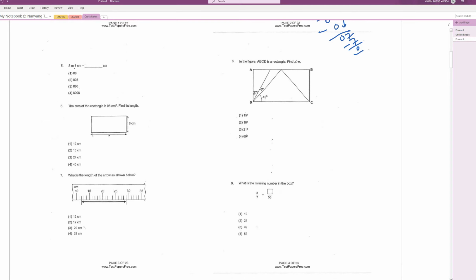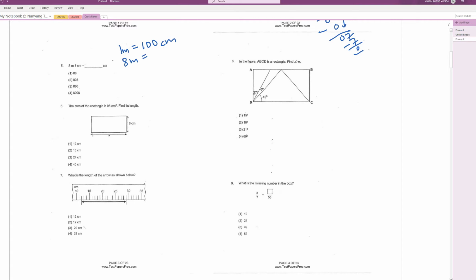Question 5. What is 8 meter and 8 centimeter equals to in centimeter? Okay, in order to do this question, we must know the conversion rate, right? So 1 meter is actually equals to 100 centimeter. Okay, so what happens when we have 8 meter?